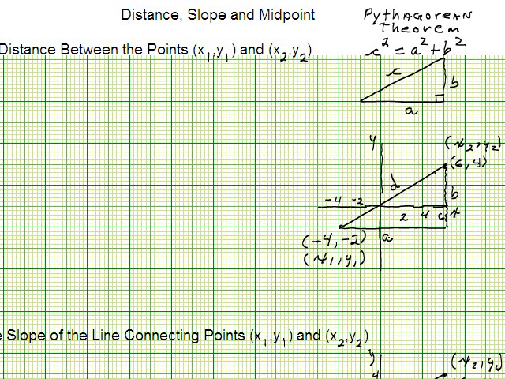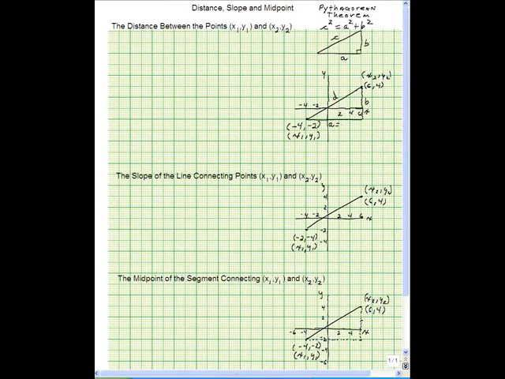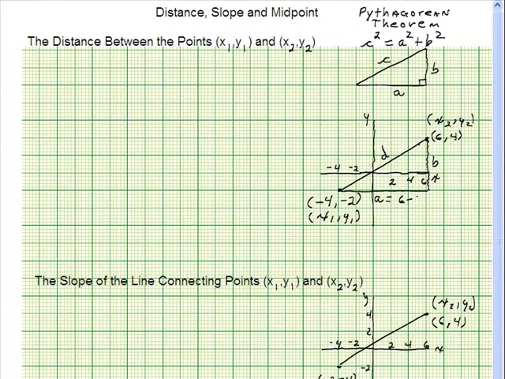Now let's see how we get this length A. This point is 4 to the left, that's the -4. This point is 6 to the right, that's the +6. So the total length here is 10, and I could get that 10 by doing 6 minus -4, which is the same as x2 minus x1.